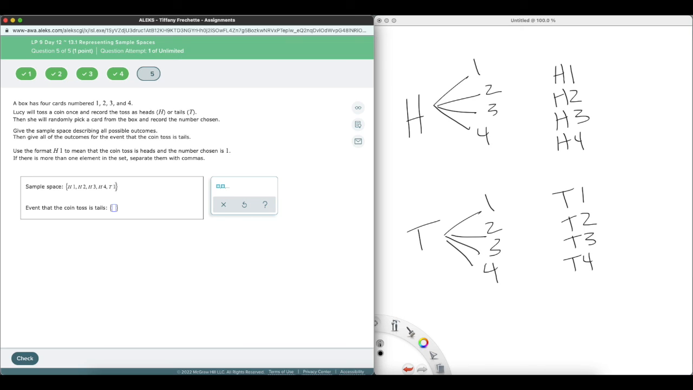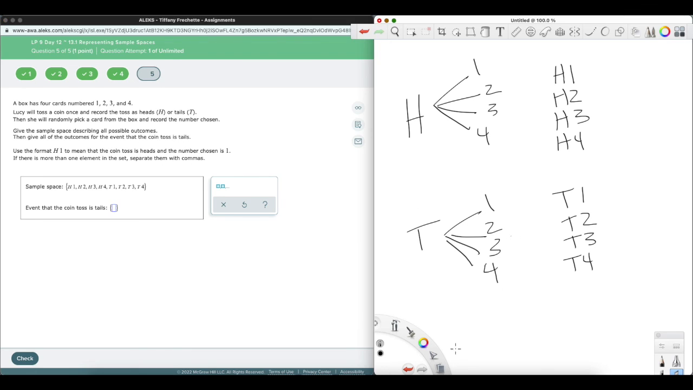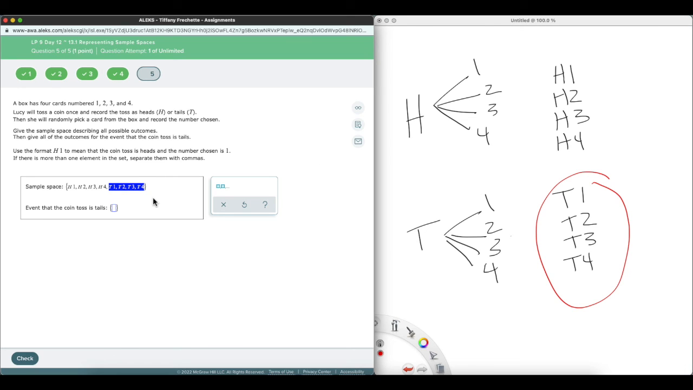And they're not going to be picky if you don't have these in order like this. I'm just writing them in order because why not? But I don't think they're going to care if you did H1 and T1 and then H2 and T2. They're not going to necessarily care on that one. So those are all of our possible outcomes. And then we want to do the event that the coin toss is tails. All right, well, that means that we want it to be tails. We want it to be one of these 4. So these are the 4 that we're looking for, and I'm going to be a little bit lazy and just copy and paste them down here so I don't have to retype all those. Check.